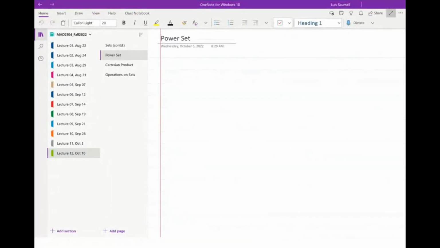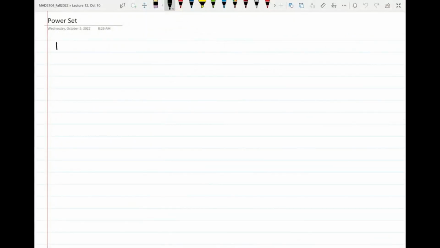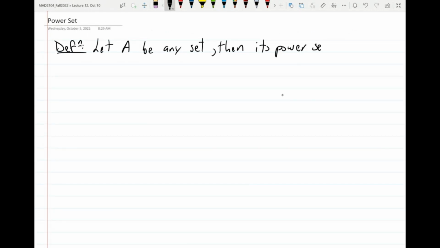So power set. Definition: let A be any set. Then its power set, and I'm defining this, is the following. The notation that we use is not a capital P, but a script P or something like that. So the power set of A, by definition, is the following set.